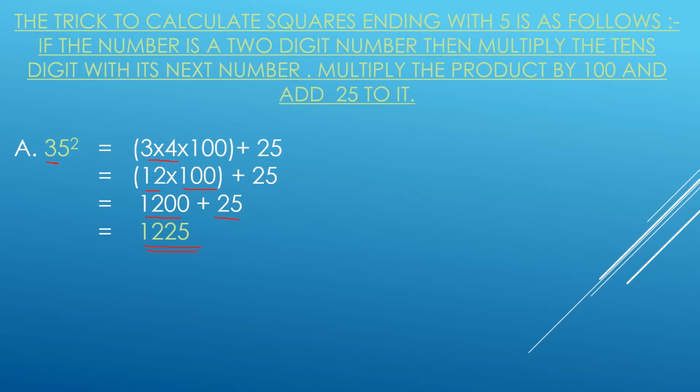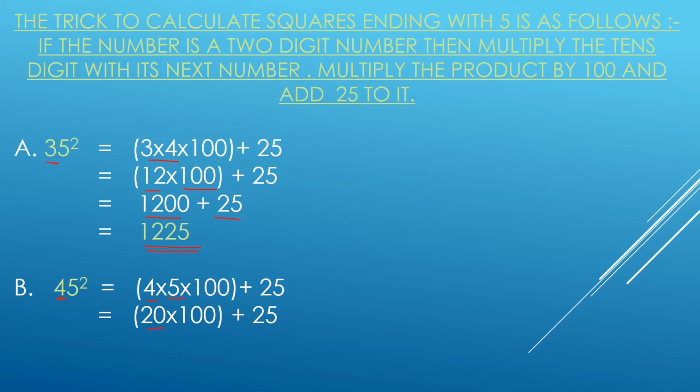We will see one more example. 45 square. Here the 10th digit is 4. So we multiply 4 with its next number, that is 5, which gives us 20, which we multiply by 100 again, which gives us 2000, which we add to 25, which gives us the answer 2025.